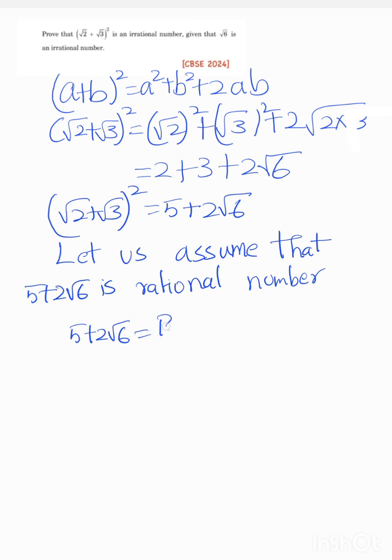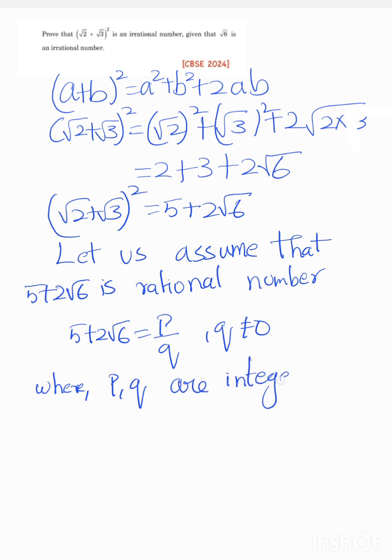By writing it in p by q format, we have three conditions. First, q should not be equal to 0, that is, the denominator should not be equal to 0. Second, p and q are integers. Third, p and q are co-primes. So these are the three conditions, and this is a very important thing: q is not equal to 0, p and q are integers, and p and q are co-prime.